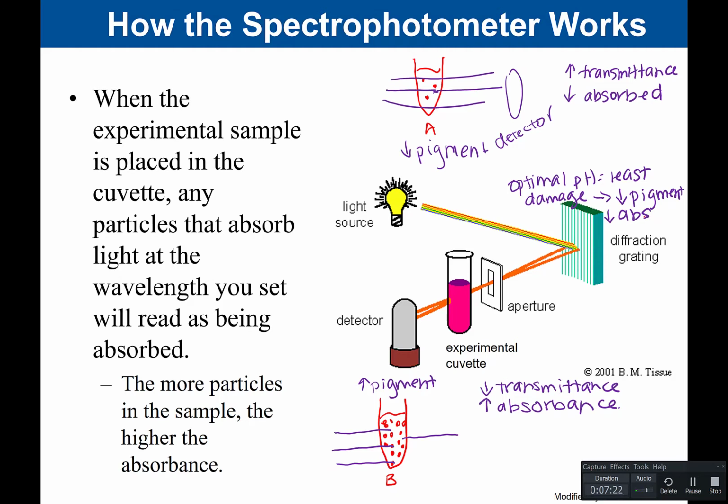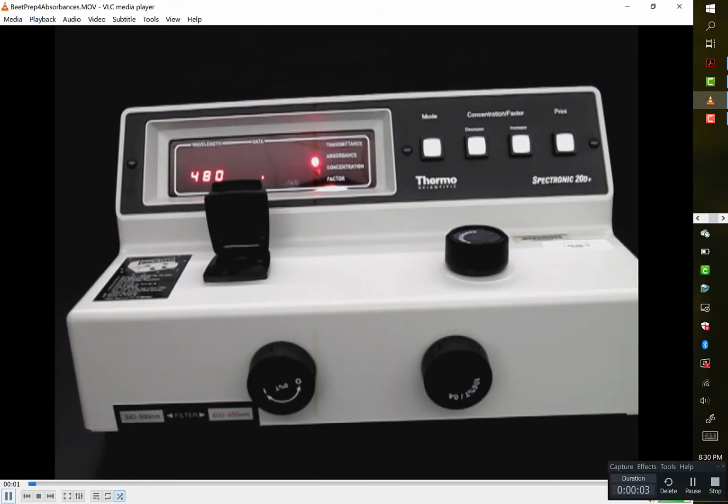So in our beet experiment, we are looking for the optimal pH, which means it has the least amount of damage, the lowest amount of pigment in the solution, and the lowest absorbance. So the one with the lowest absorbance is going to be the optimal pH to grow beets. Our spectrophotometer was already blanked, so now we just need to read our samples.